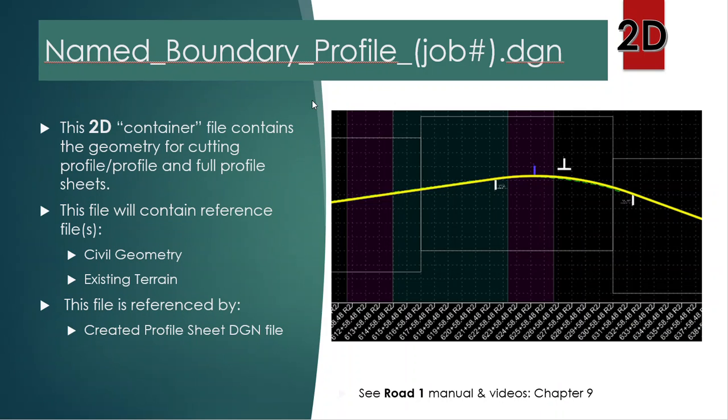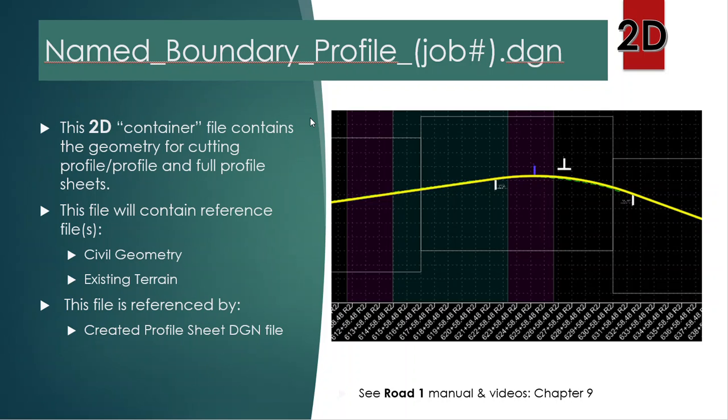Name boundary profile is a 2D as well. Now this one's a little different. You won't be using live nesting on this one, because what you're wanting to bring in is a container file that contains the geometry for cutting profile and full profile sheets. This file will contain the civil geometry file and existing terrain. You don't want anything else in there. You just want your civil geometry and your existing terrain. So that's how we build it. This file is referenced by the created profile sheet DGN, and you can see more of that in Chapter 9 as well.